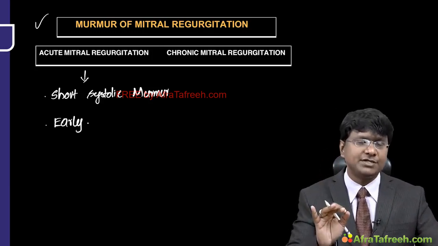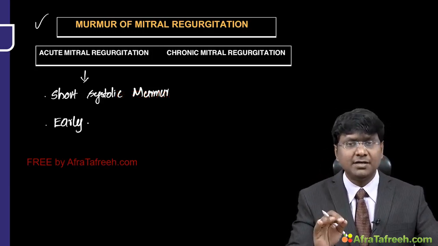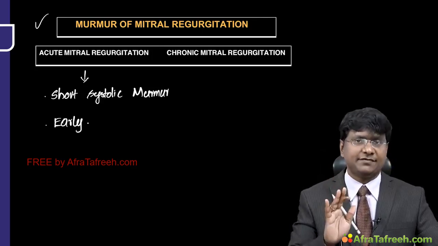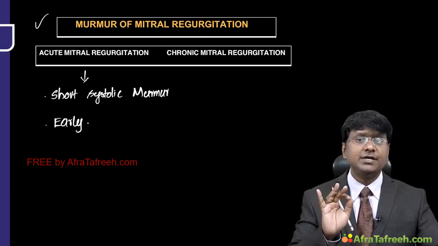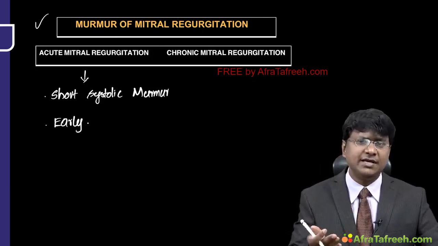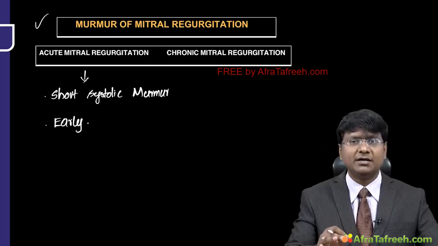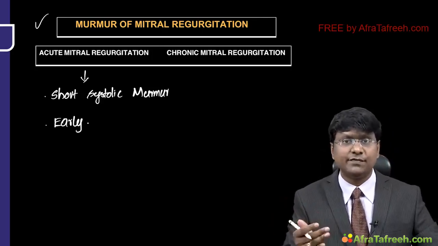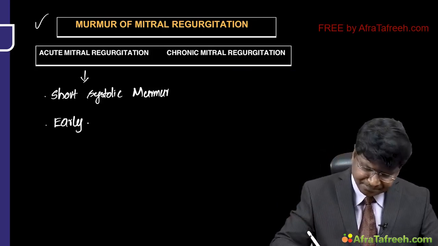So because of left ventricular dysfunction in case of acute MR, the blood will be leaking from LV to LA only in the early part of the systole, and thereby you get a short systolic murmur, that will be an early systolic murmur. Occasionally there can be early to mid systolic murmurs, but mostly it is early systolic murmur that you see in case of the acute mitral regurgitation.